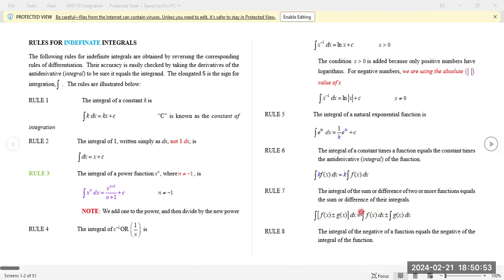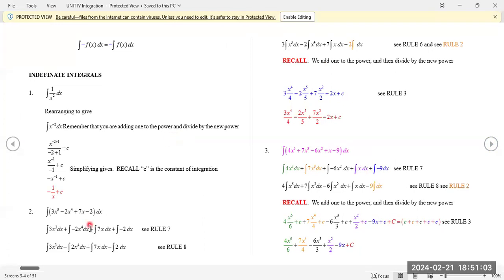So, follow me? Yes, sir. All right. And then now, I can fix it up because of rule number 8, see it up at the top here. Rule number 8 says if I have a negative sign, we just draw out the negative sign and integrate the function, and when we finish everything, we multiply it by the negative sign. True or false?